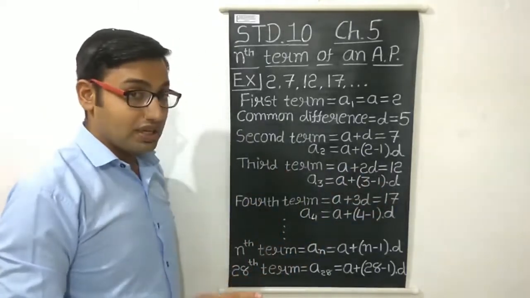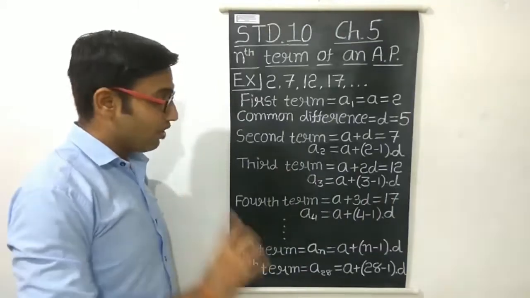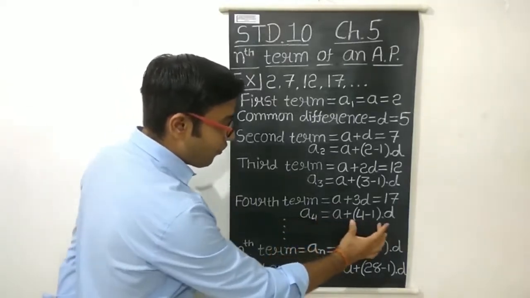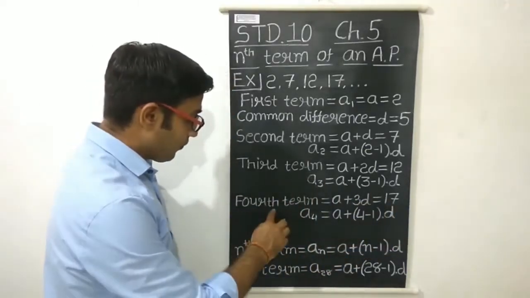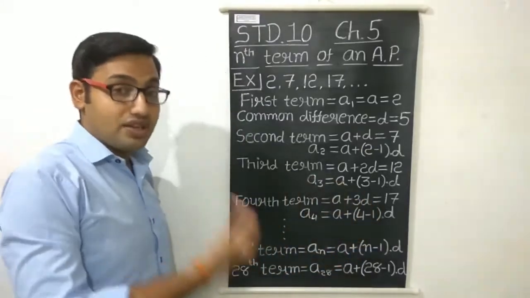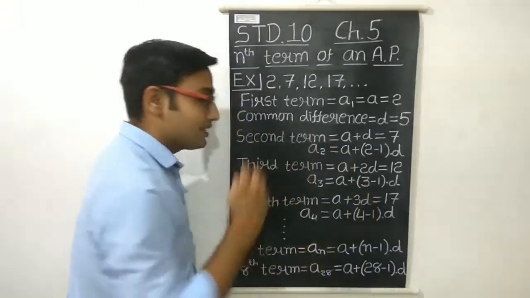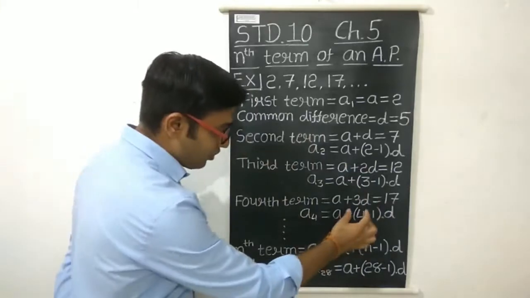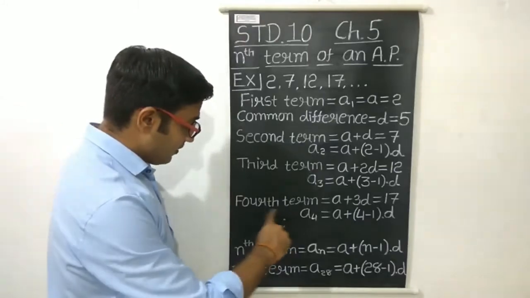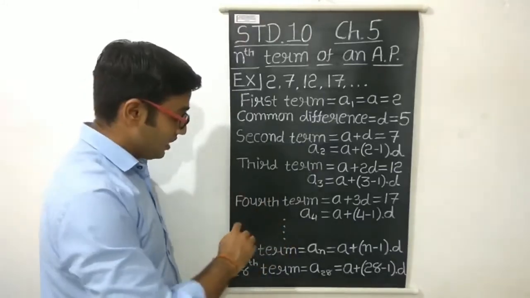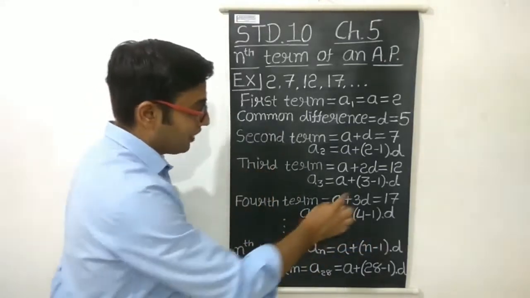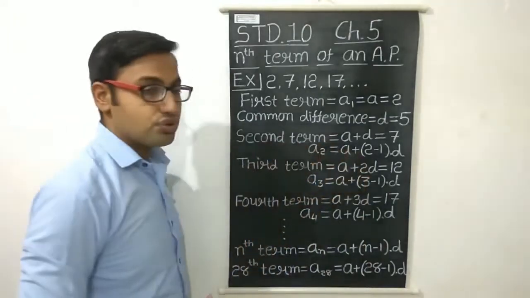Now for the fourth term, you can understand what we have to put. For the fourth term, A4 is equal to A plus 4 minus 1 into D, because for the fourth term we put 4, and 4 minus 1 gives us 3. And according to the general form, the fourth term is also a plus 3D. So we are actually not changing this value, we just represent it in another form. We are matching it with the number of the term. The fourth term we want to find, that is why we use 4. For the third term we use 3, for the second term we use 2.